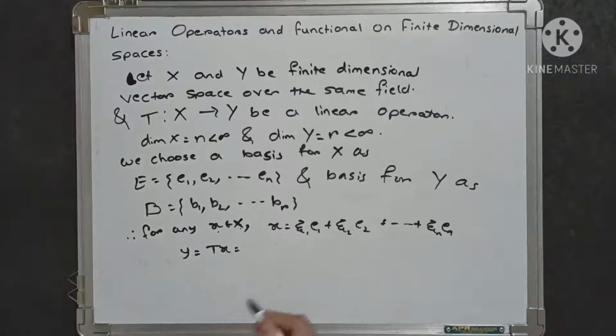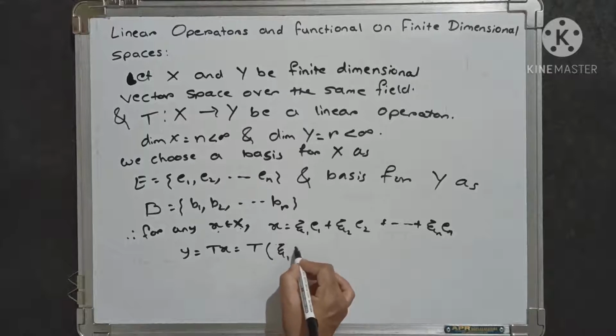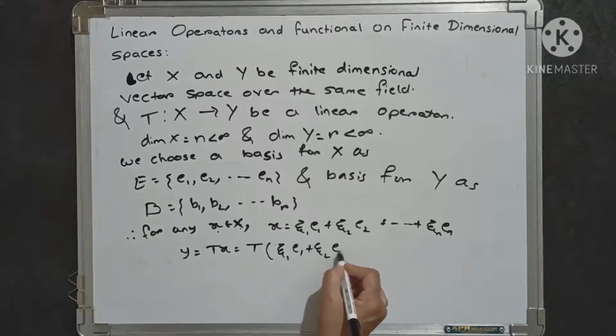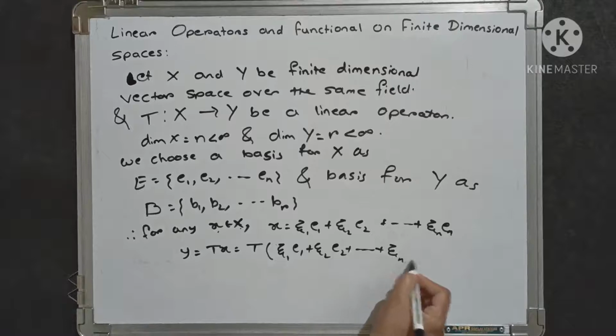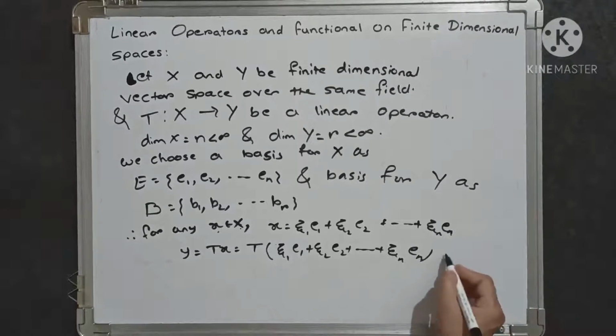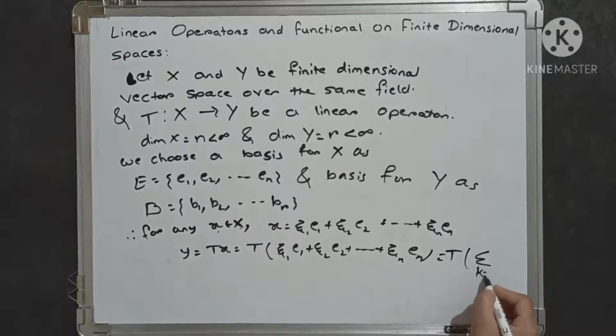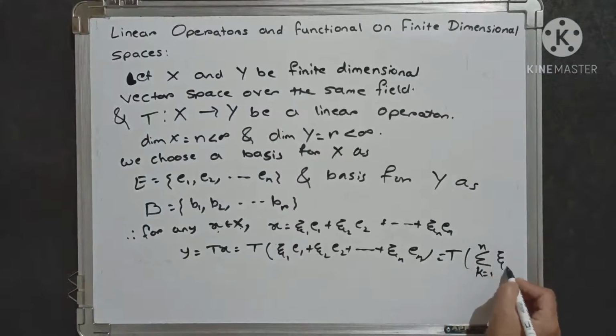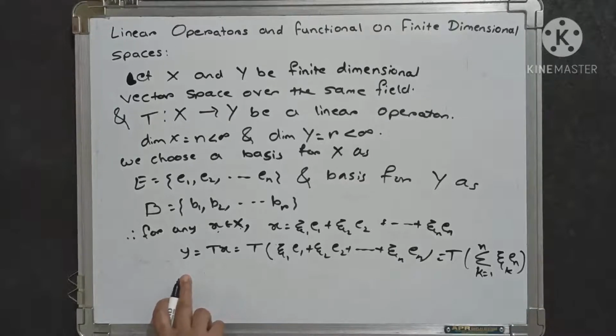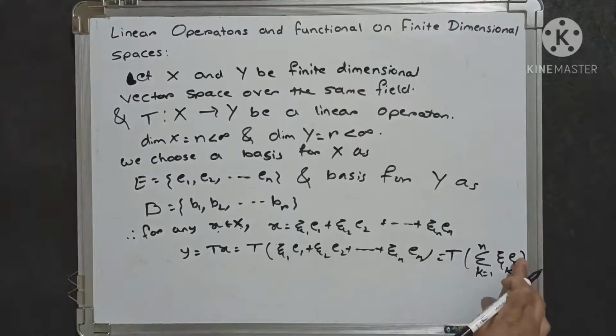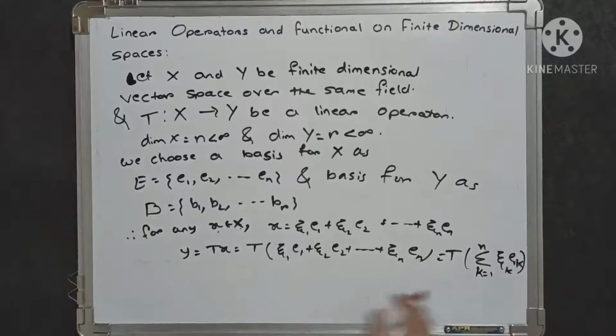Now putting the value of x, y equals T of xi1 e1, xi2 e2 up to plus xin en, that is equal to, in terms of summation, T of the summation k running from 1 to n of xi k ek. This is the value of y.